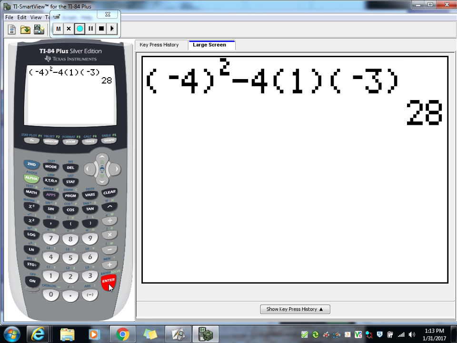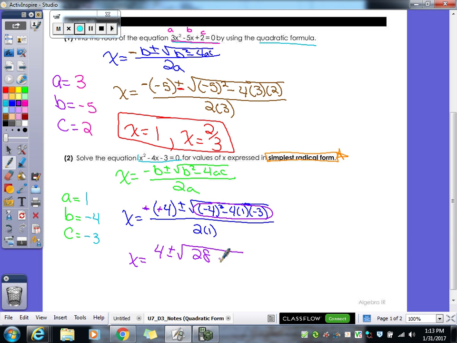So we get a 28. And then for our denominator, what's 2 times 1? That gives us a 2. So now, since it says simplest radical form, this is why I put radicals on your problem of the day today. We've got to simplify this radical 28. So I kind of step out of the problem for a minute so I can do this.